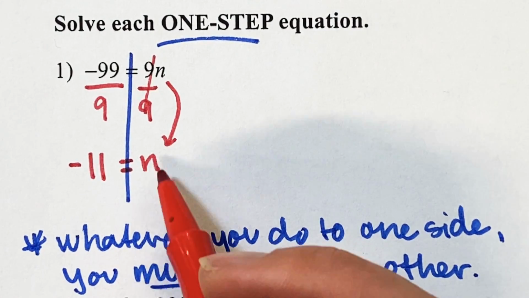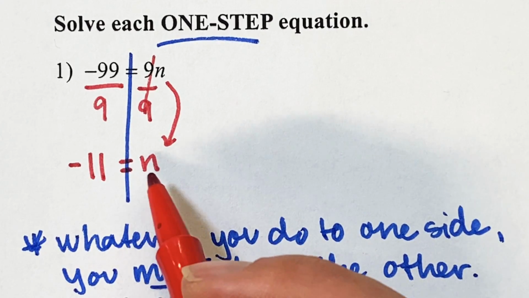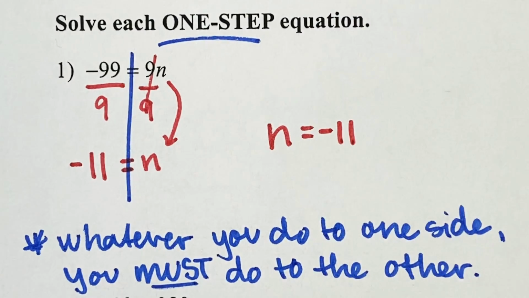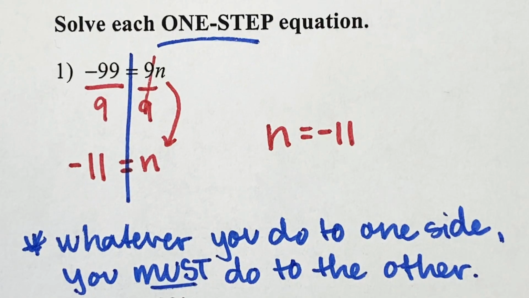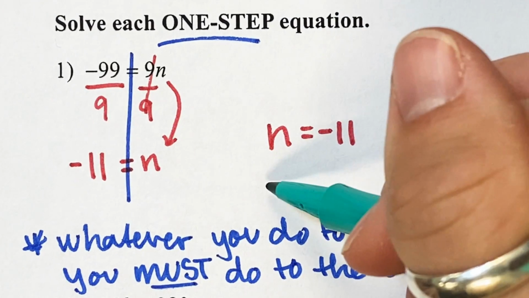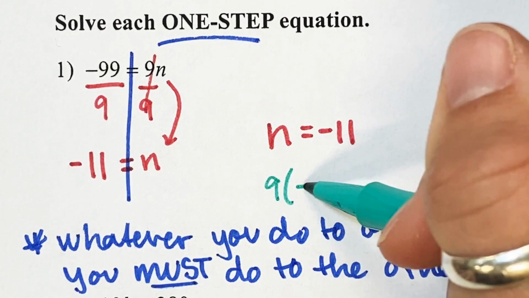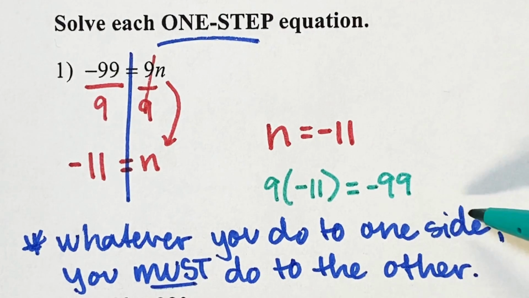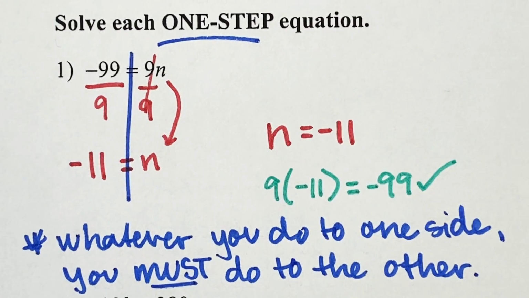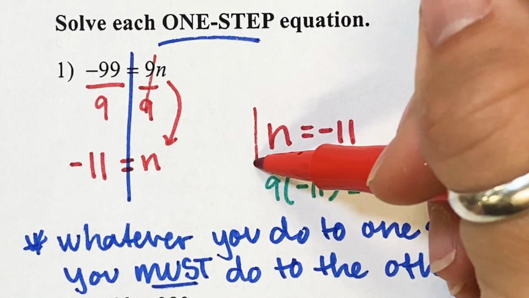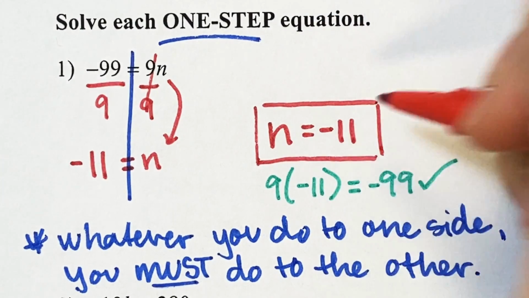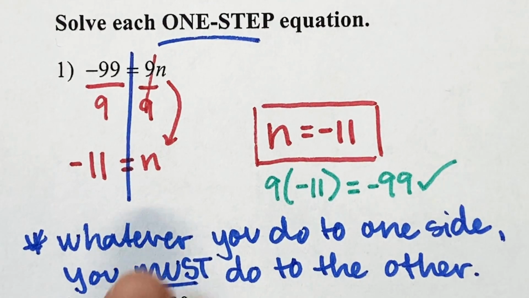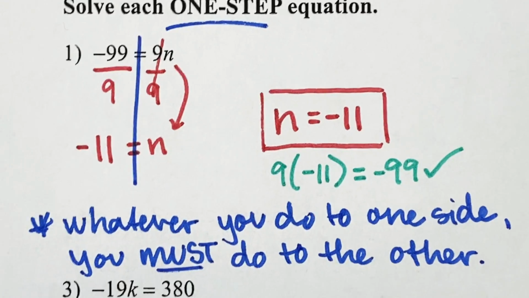Boom. You know you're done when your variable is all by itself. There's no negative sign attached, so we are all done. So our answer is negative 11. Now what I want you guys to do is check your work. We're just going to check and see if we got it right. Does 9 times negative 11, or what used to be that n, equal negative 99? Yes, it does. So we know that we did it right. N equals negative 11. Beautiful. We only had one step, so we're solving one-step equations.